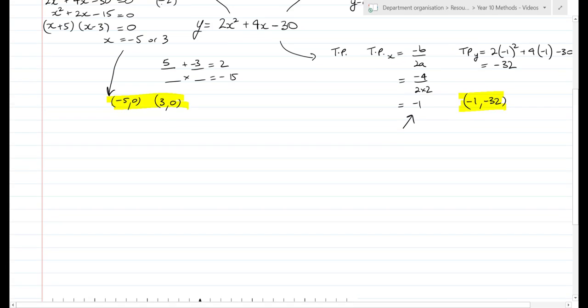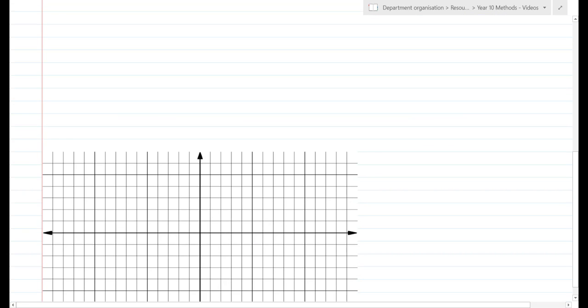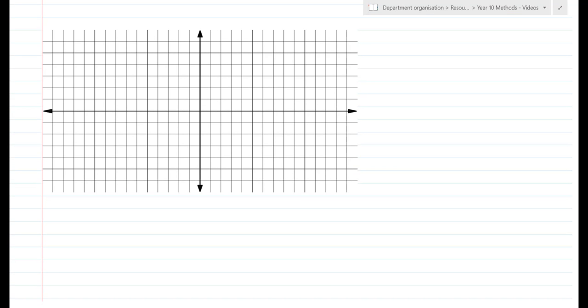I know my turning point is at negative 1, negative 32, and my y-intercept is at negative 30. So I need somewhat of a scale here, and I need to be considerate of my scale. So I'm going to go up and down in 5s to make sure that they fit. I'll just put -5 there, and I might put one of my values up here as well, 20. That gives me enough of a scale.